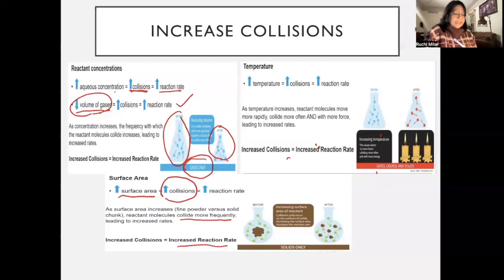The last thing that affects the rate of reaction is temperature. We know as temperature increases, again, collisions will increase. Why? Because as temperature increases, reactant molecules move much faster, and there are going to be more collisions that will lead to an increased rate of reaction.